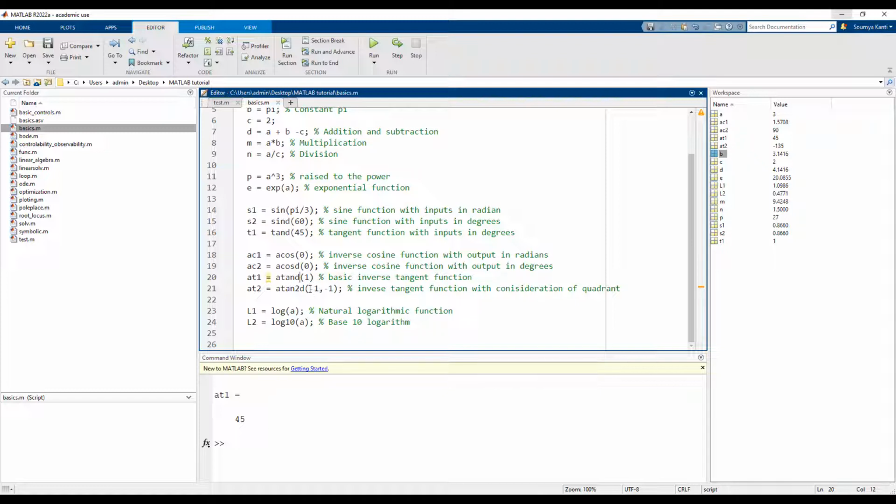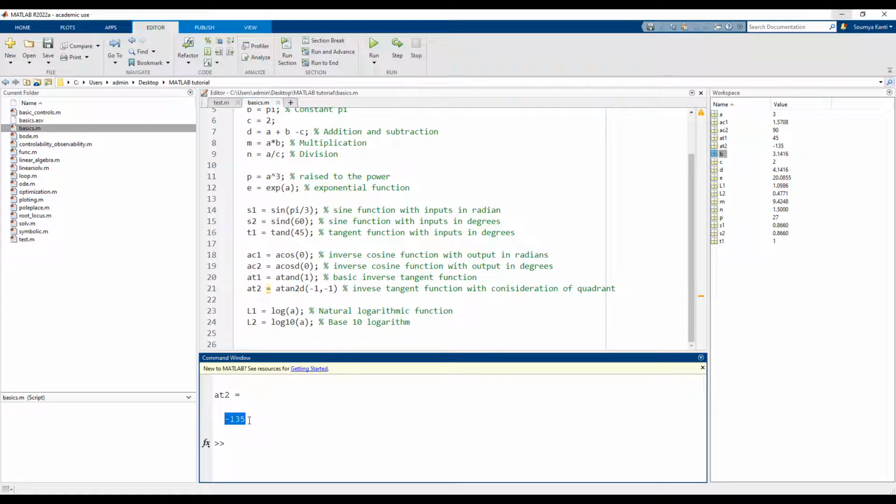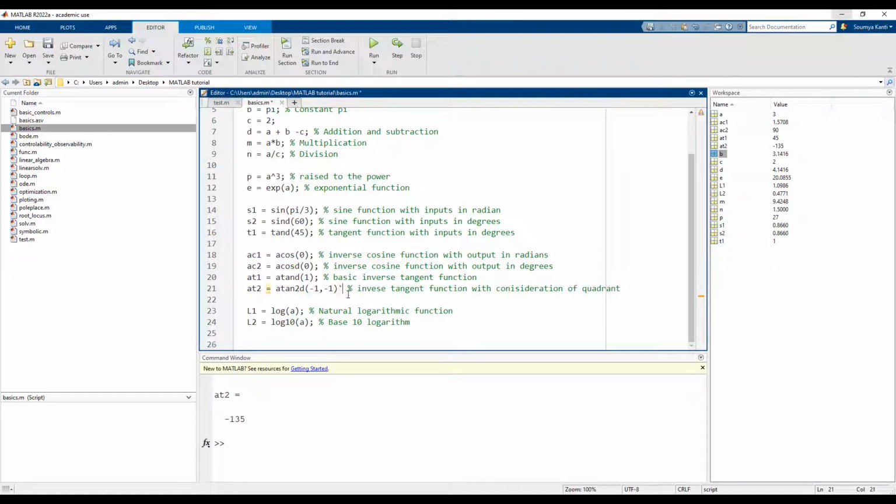Okay, but suppose I want the exact coordinates also, meaning the exact quadrant also while calculating atan. So then what you do is you take atan2. There it will see that okay, this is actually y and this is x. It will see that both of them are negative, so this should be in the third quadrant, and you can see this answer is -135. So this is actually in the third quadrant.